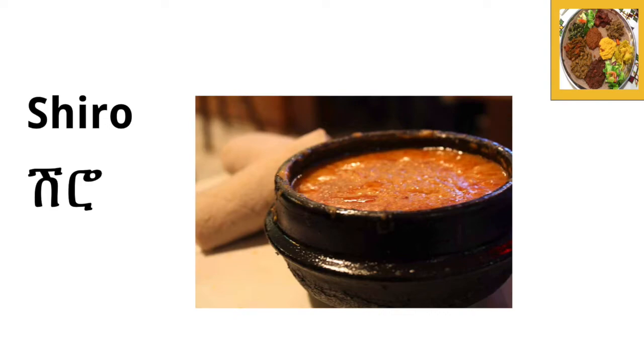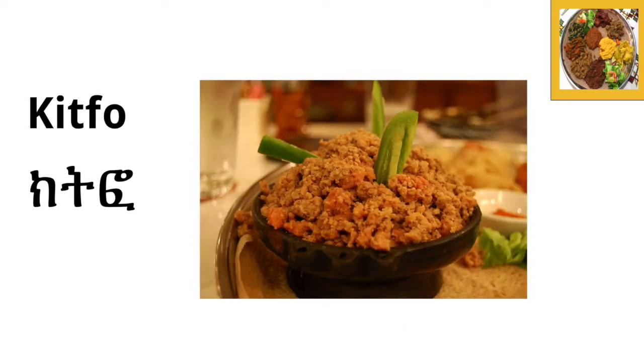So another Ethiopian dish we have is shiro. Shiro is another Ethiopian stew, which is primarily made of chickpeas. Yeah, shiro. It's generally this orange color, and it's really tasty. The next Ethiopian dish we have is kitfo.